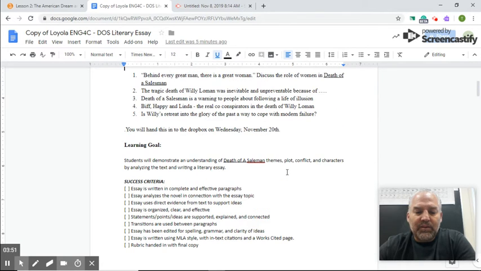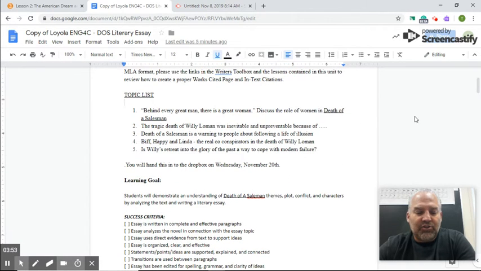So here are your 5 topics. You can choose any one of these that you feel strongly about. So, discuss the role of women in Death of Salesman. You could talk about Linda. You can talk about the woman Willie has an affair with, and any of the other women in the play, what role they take on. The tragic death of Willie Loman was inevitable and preventable because of, and I've left that blank. So you can talk about because of society, the concept of the American dream. You can bring a great deal into that.